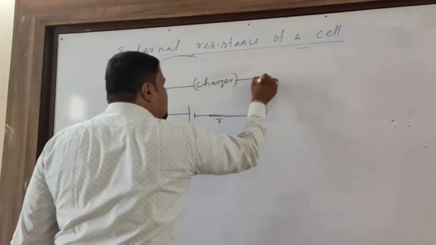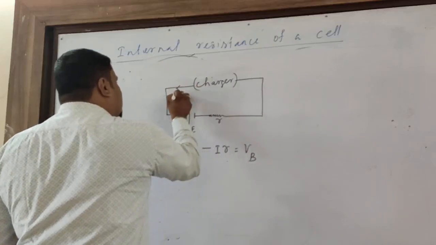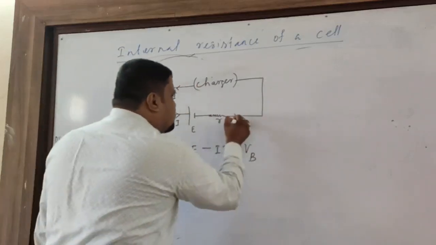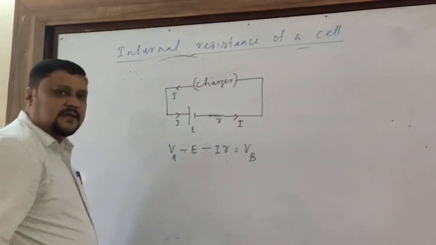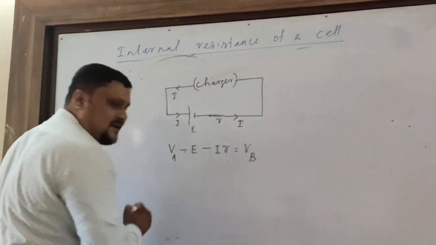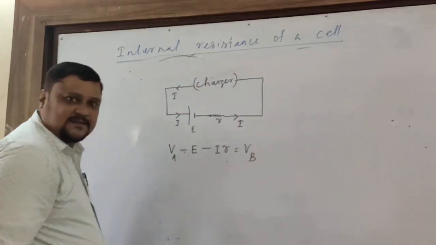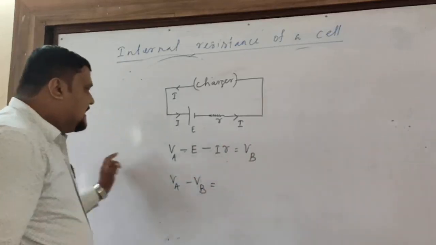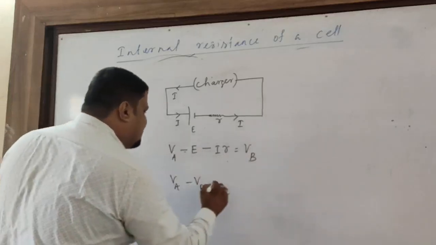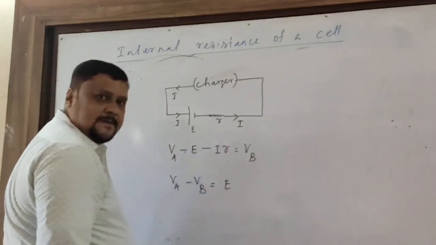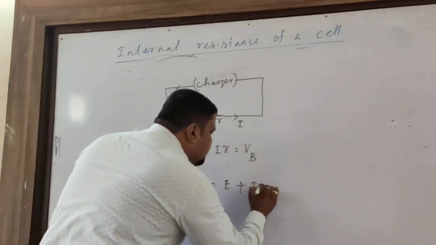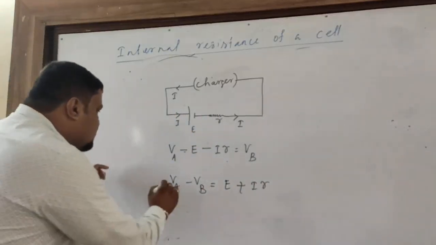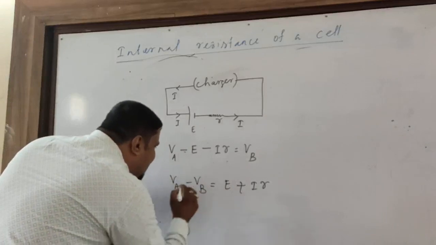What does this charger do? The charger gives current to the cell, and this current goes through the internal resistance I. So in this part, the potential difference VA minus VB is equal to what? VA minus VB is equal to E plus IR.